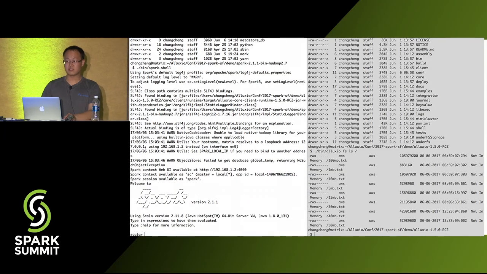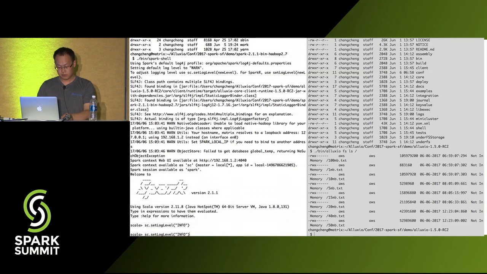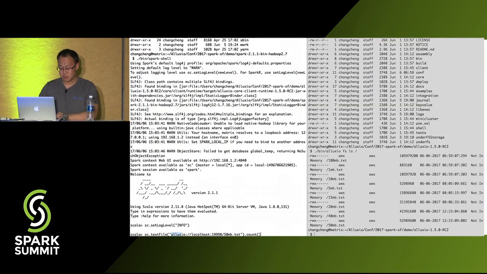First, let's set the log level to info, so that we can see how long it takes to finish the job. Then let's read the data from Alluxio. This is the Alluxio path you saw in Jing's previous presentation. Compared to the HDFS path, it just changes from HDFS to Alluxio. This 50 megabyte text file represents the 50 megabyte text file in Amazon S3. And then we do the count.